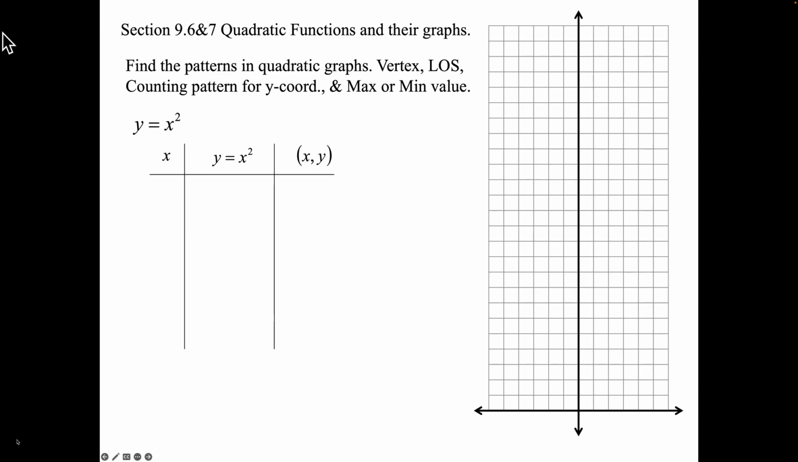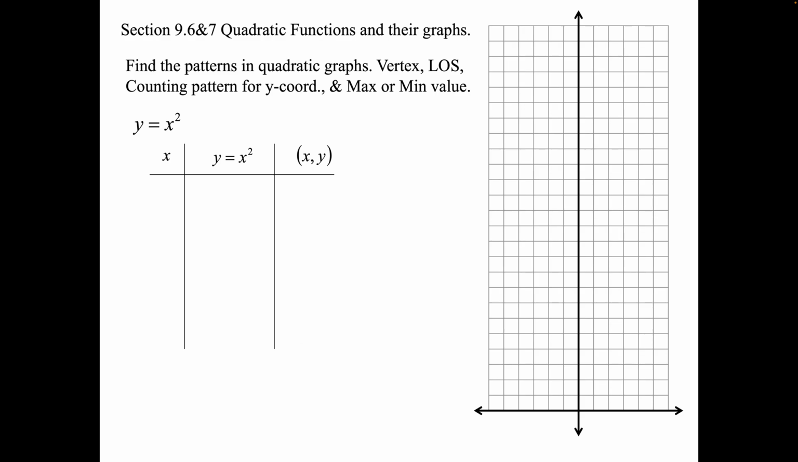Welcome to section 9.6 and 7, where we're going to talk about graphing our quadratic function, our x squared, if you will. And what we're going to do is find all kinds of patterns in our quadratic graphs. We're going to look for things like the vertex, LOS, which stands for line of symmetry, a counting pattern for your y coordinates. This is kind of what we call the quadratic slope, if you will. And your parabolas will have a max or min value.